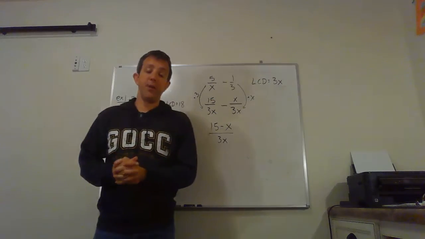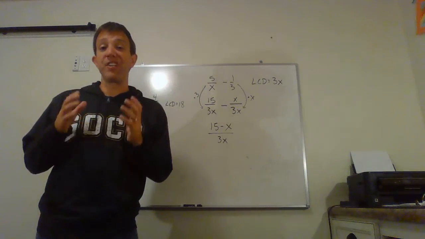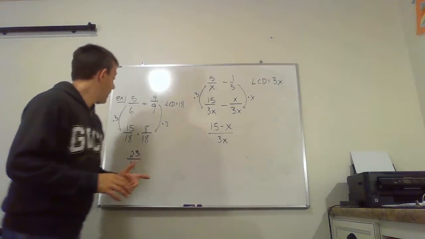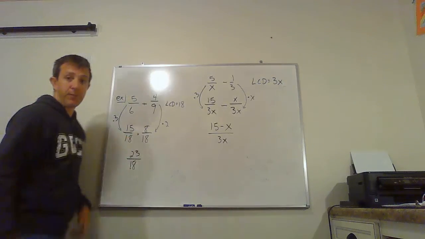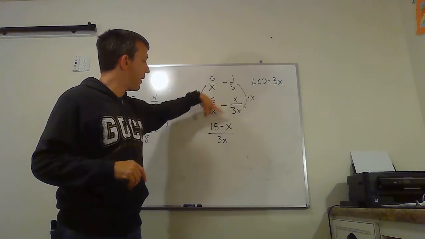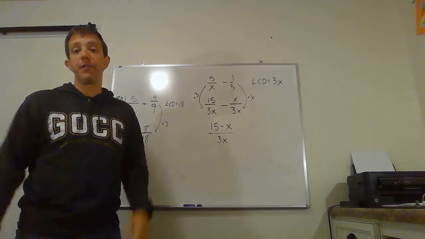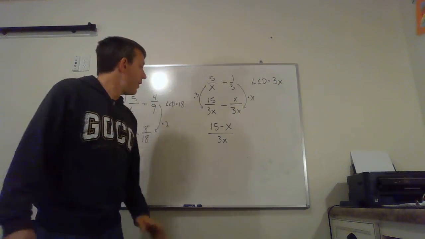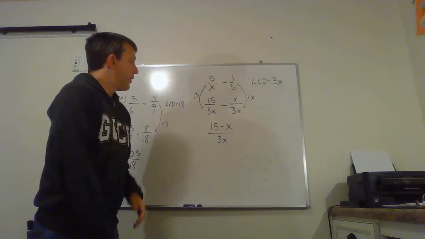And as we know, once you have a common denominator, you add or subtract just the numerators, right? I didn't add the 18s back here. We don't do that. Just the numerators. So we get 15 minus x over 3x. You can't reduce that, so please don't try. But yeah, that one's done.